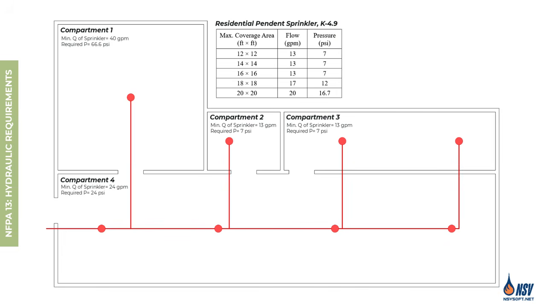Now that we have calculated the minimum flow and pressure of the sprinklers, we can begin the hydraulic calculation based on the 4 sprinklers that create the most demanding hydraulic condition. In our example, since the sprinkler located in compartment 1 requires the greatest flow and pressure, it will most likely be included in the combination of 4 sprinklers that produces the greatest hydraulic demand.